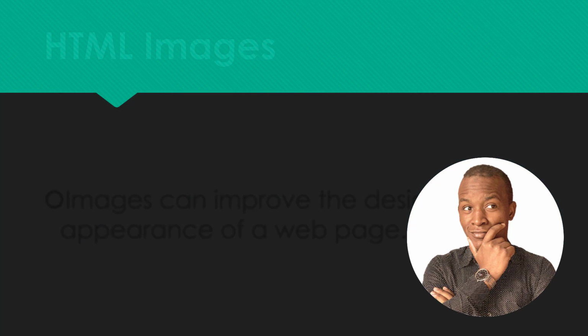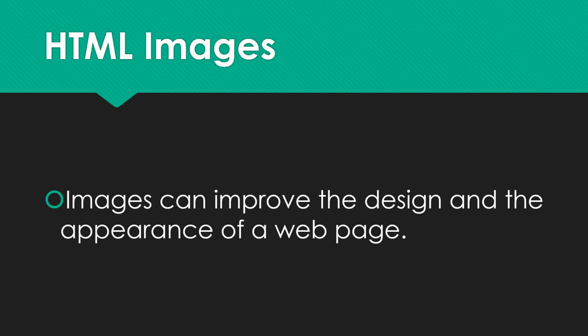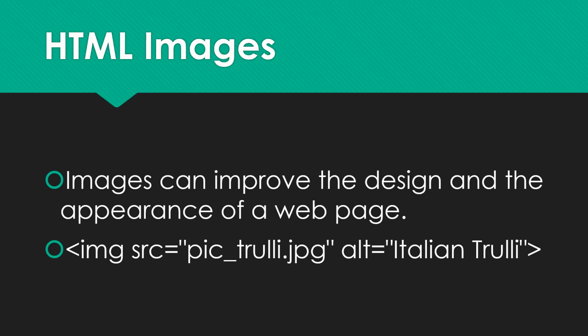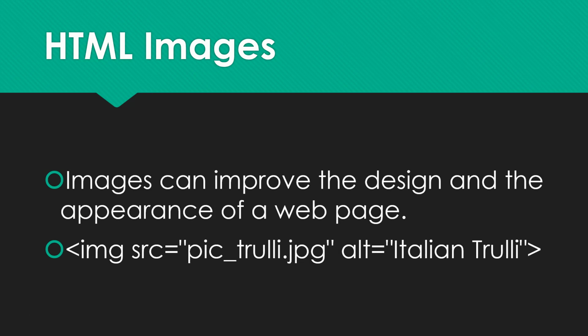So HTML images can improve the design and the appearance of a web page. Images can be represented in the web page using the img tag, as you can see here. Just simply write the img tag and then specify src with the name of the image, and then for the alt you give the name in case the image does not appear on the web page for some reason.